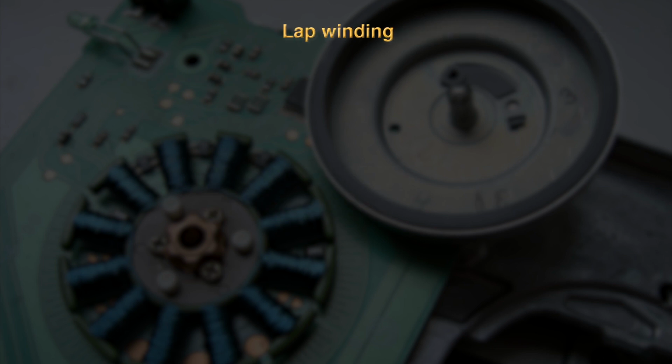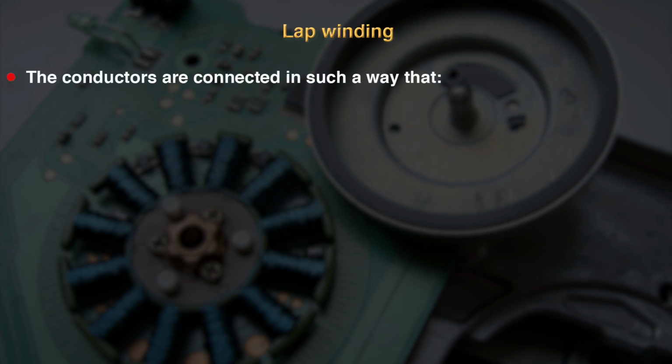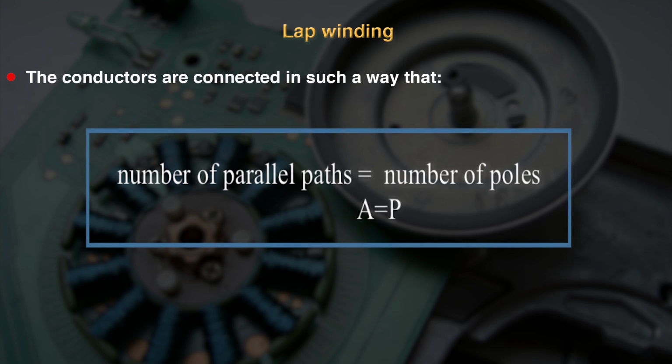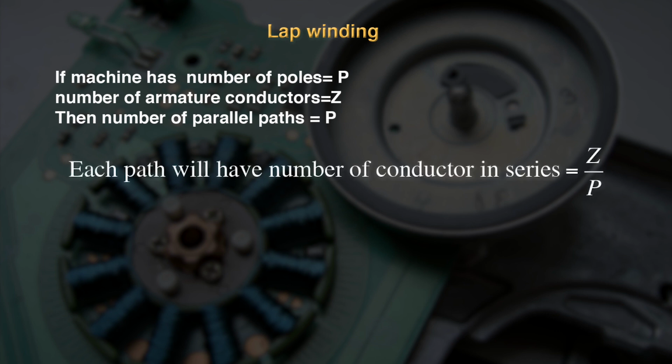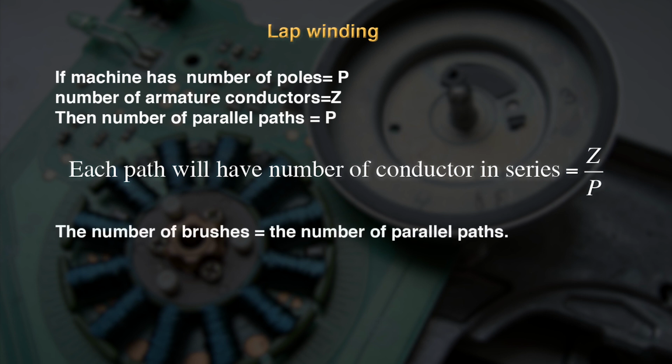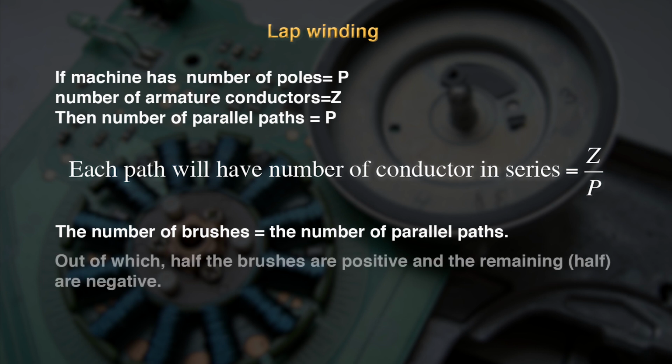In case of lap winding, the conductors are connected in such a way that the number of parallel paths is equal to the number of poles. So if a machine has P number of poles and Z number of armature conductors, then there will be P number of parallel paths and each path will have Z upon P conductors in series. In this case, the number of brushes is equal to the number of parallel paths, out of which half of the brushes are positive and the remaining half are negative.